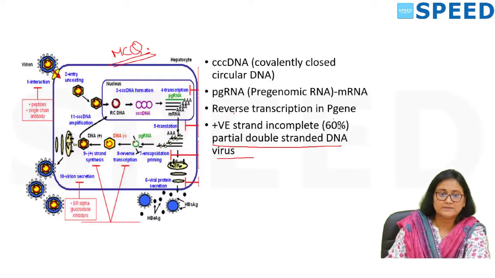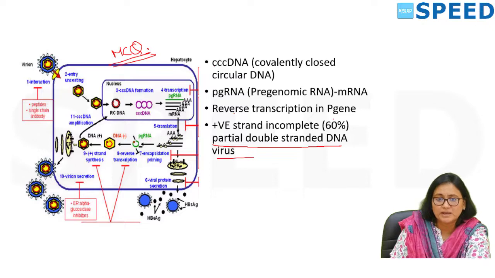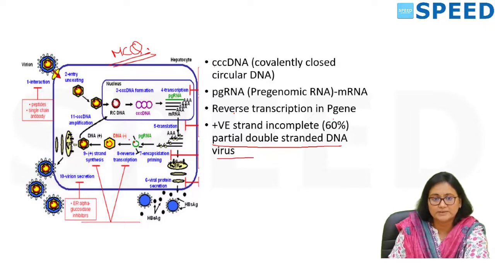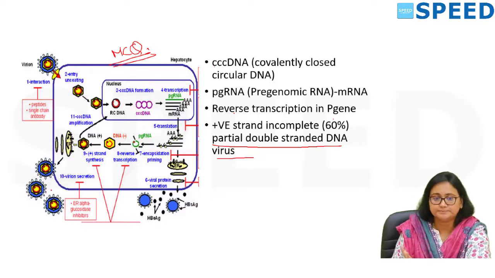So you can see the life cycle here. So how it enters in the nucleus, they have cccDNA, and it goes to transcription, then translation and formation of pgRNA, that is pregenomic RNA, then which the reverse transcription will happen and leads to DNA formation and further amplification and release of virion will be there.